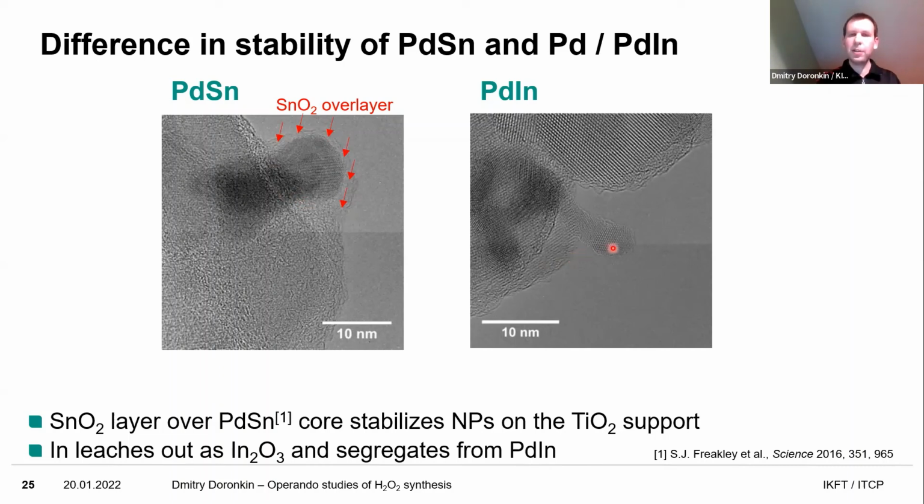And in case of palladium indium, we do not have an overlayer. More than that, indium leaches out first. So even if indium oxide, In2O3, is our interface layer, it just leaches out first, which means our palladium indium nanoparticles are not anchored anymore on the titanium, so they also disappear from the system.